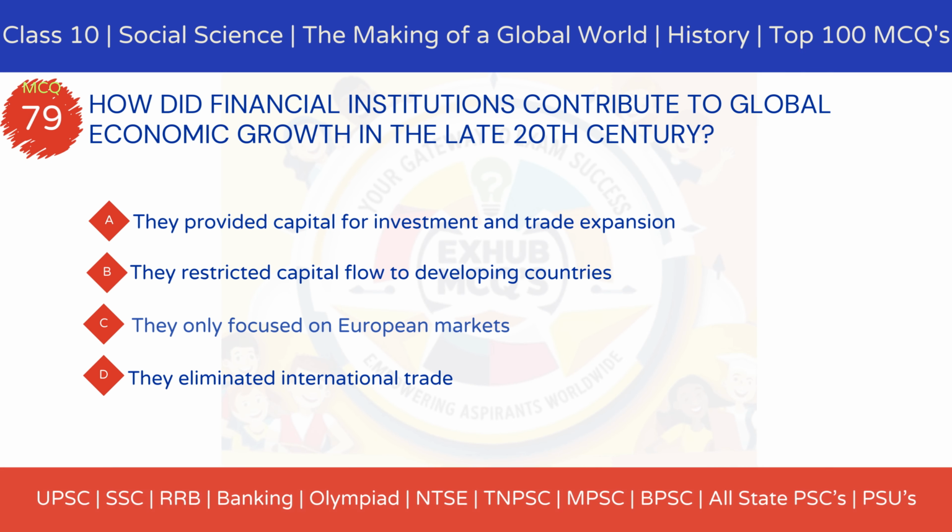MCQ 79. How did financial institutions contribute to global economic growth in the late 20th century? Option A. They provided capital for investment and trade expansion. Option B. They restricted capital flow to developing countries. Option C. They only focused on European markets. Option D. They eliminated international trade.